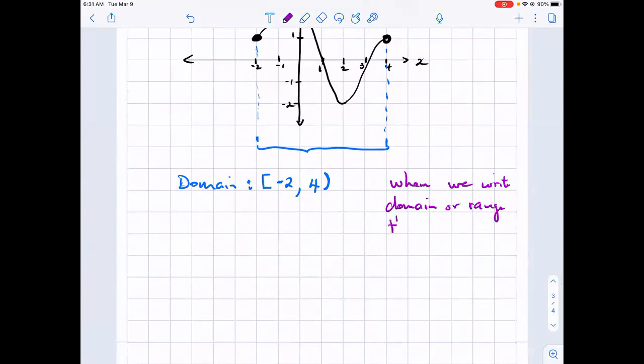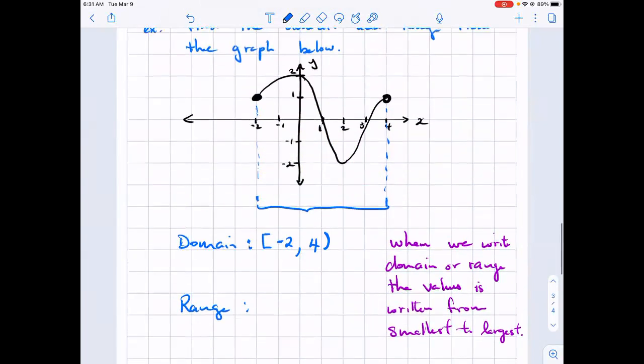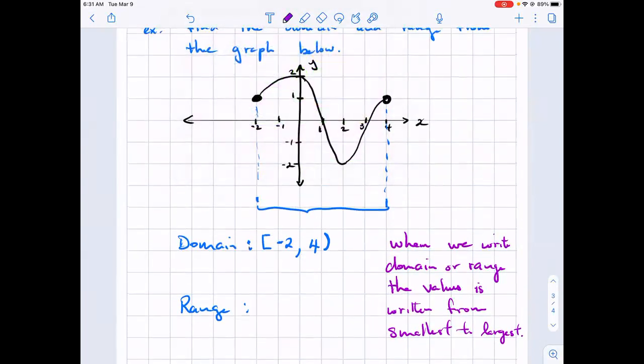the values are written from smallest to largest. Okay. And now if we look at the range, our range is from this point here to this point here. Okay, so this is the range. This is the domain.